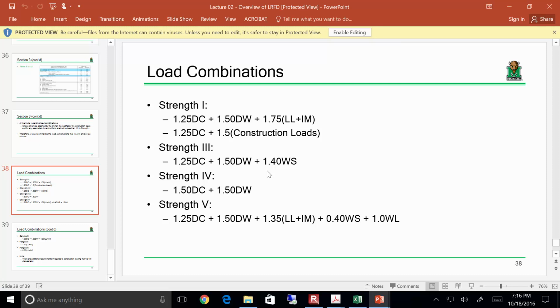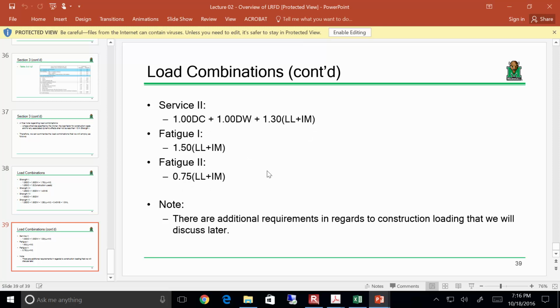Now, if you look at the service limit state, there's only one load combination that we really care about, and that's Service 2. If you remember, Service 3 and Service 4 are related to concrete, particularly post-tension limits and whatnot. Service 1 is your live load deflection. Service 2, that's the one that's trying to control yielding in steel bridges. That's the one that's important to us right now.